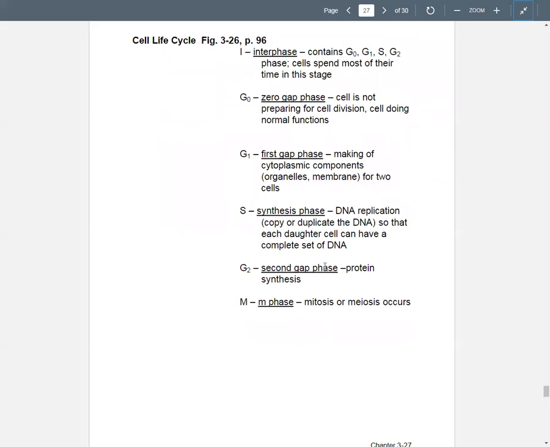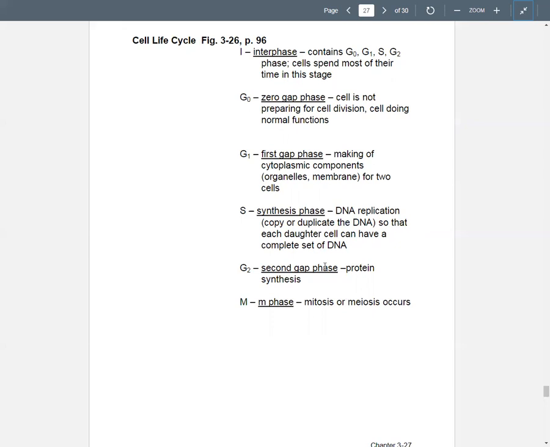Interphase is where cells spend most of their time. You'll have G0, G1, S, and G2 in interphase. In G0, or the zero gap phase, the cell is not preparing for cell division. It's just doing its normal job. When it gets to G1, the cell starts making the components of the cytoplasm. It's like your cell membrane, your different organelles. Copying those so you have enough for two cells.